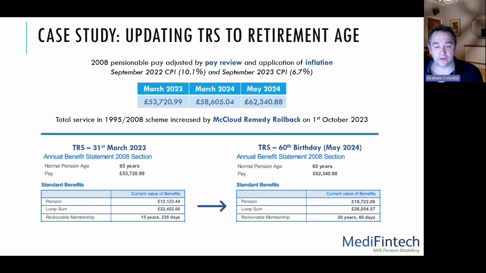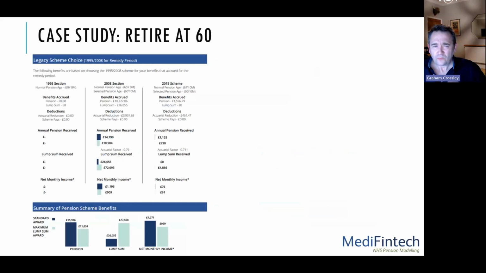But what we then need to do is take that total reward statement and look at how the different benefits are based on which choice you make, whether you stick with the 08 section or if you move to the 95. So we do this all the time. We're very used to modeling people's pensions to their chosen date of retirement. So you can see here that their pension in the 2008 section is that 18,722. But if they want to take this at 60, there's that actuarial reduction, so they only get 79% of their pension. That takes it down to 14,790 within that 08 section.